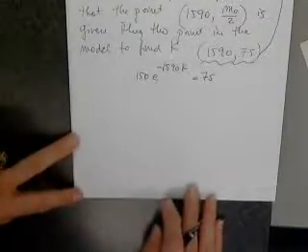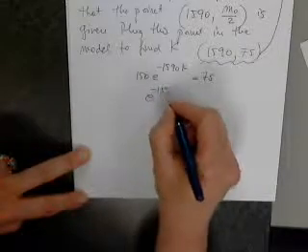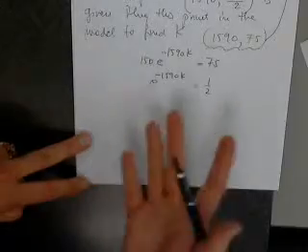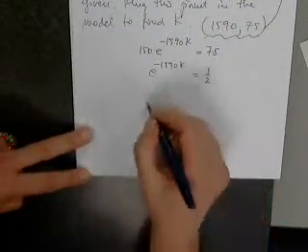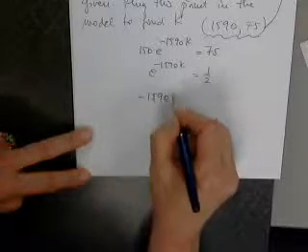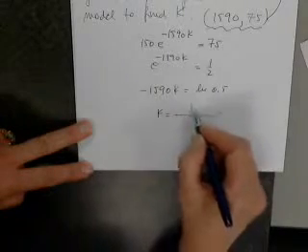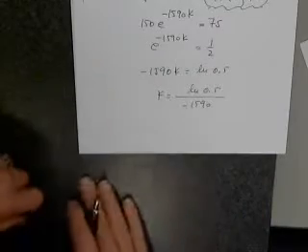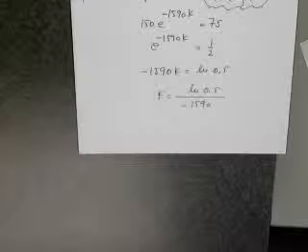Yes, which will be 1/2, right? 75 divided by 150, I know it has to be 1/2. So now I apply natural log. Negative 1590k equals natural log 0.5. So k equals natural log 0.5 over negative 1590. That will give us the radioactive decay rate.